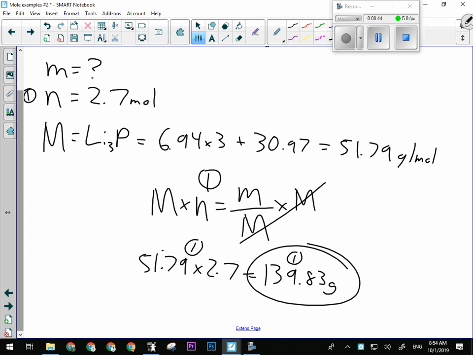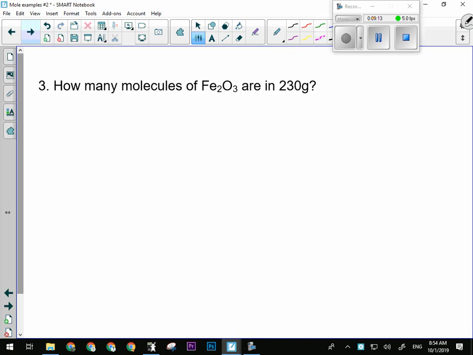The next two types of mole equation problems are going to involve you having to use Avogadro's number, because they're either going to ask you how many particles there are, or they're going to give you the number of particles and ask you to calculate the mass of that many particles. So it's going to add an extra step involving Avogadro's number. It's not a hard step, it's just one more step. So example number 3. Hope you guys are writing these down. Example number 3 is asking how many molecules of iron 3 oxide are in 230 grams.